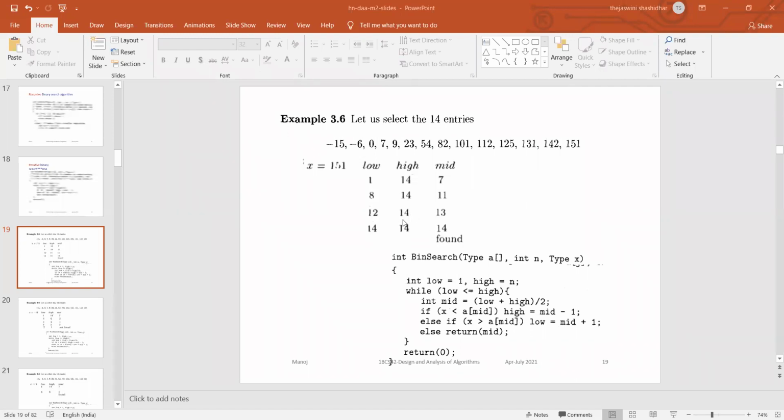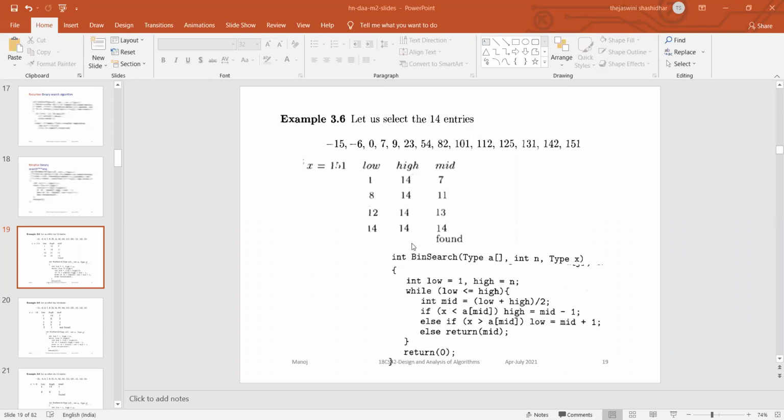12 plus 14 is equal to 26, and 26 by 2 is equal to 13. At the 11th position you have 125, and at the 13th position you have 142. So key element 151 is greater than 142. As key element is greater than A of mid, you make low is equal to mid plus 1. The mid element is 13, so mid plus 1 goes to 14.